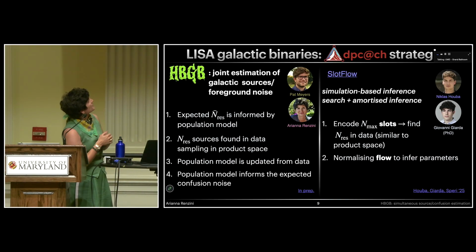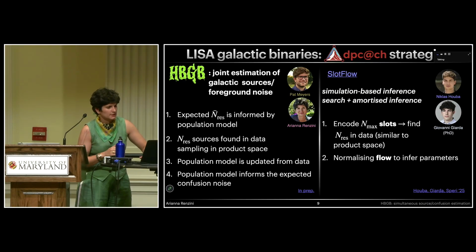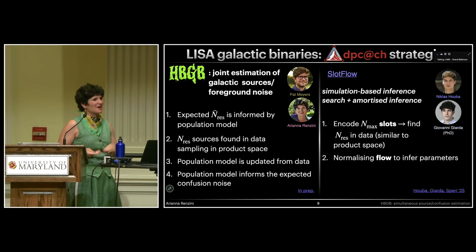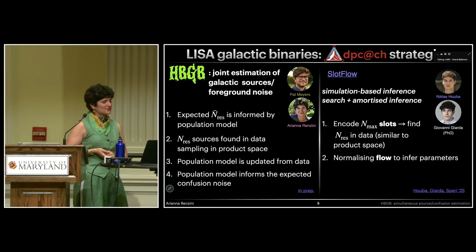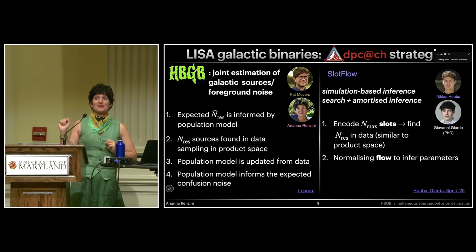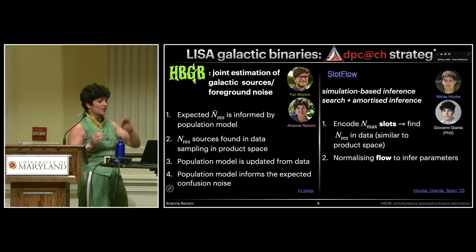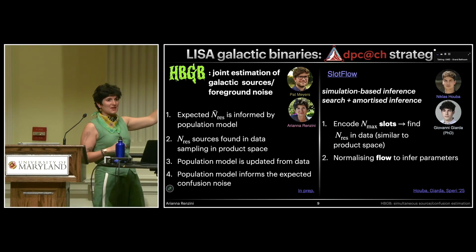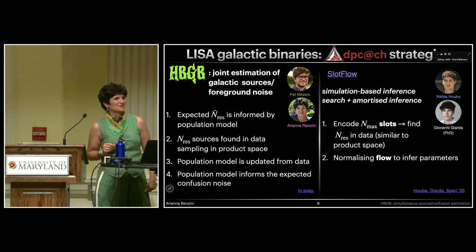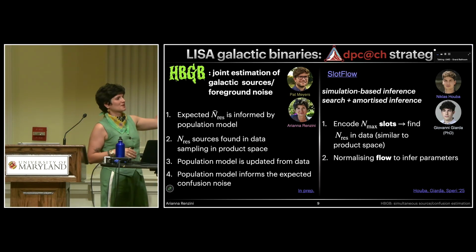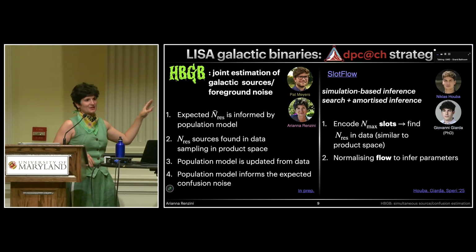I'm taking the opportunity to advertise what we're doing within DP Catch, and I'll be talking about HBGBs, so this joint estimation of the sources and the foreground. But there's actually another approach that we're developing in DP Catch as well, that's a simulation-based inference search and amortized inference approach called slot flow. So the reason I'm putting it up there is, first of all, I want you to Google slot flow, Niklas Hube and Giovanni Giarda, and find out just how great their software is, but also because I'll be comparing against their code base.